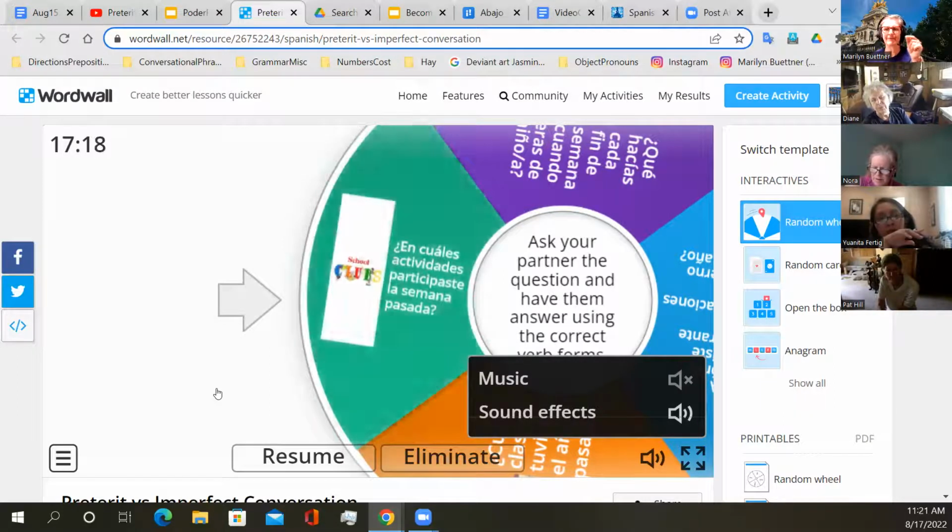Participaste. Is this preterito or imperfecto? Preterito, because we have an aste, sí. And why is it phrased as participaste? Because it's la semana pasada. We've got a nice, neat bit of time that I can put in a box. It's well defined. Started on Friday, ended on Sunday, right? And there we go. En cual participaste.